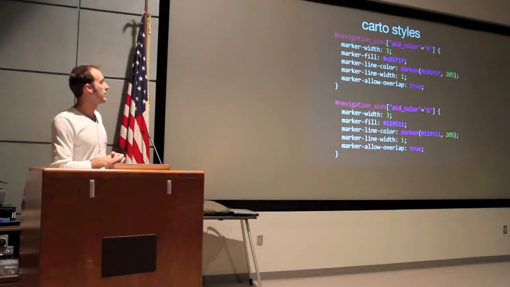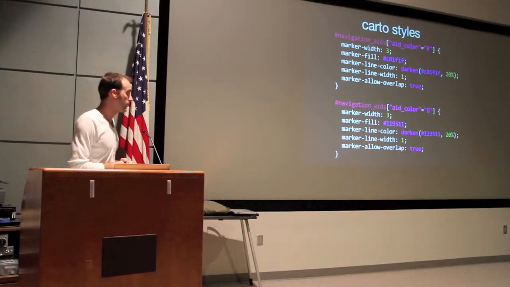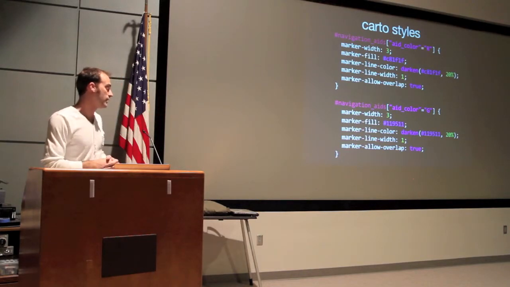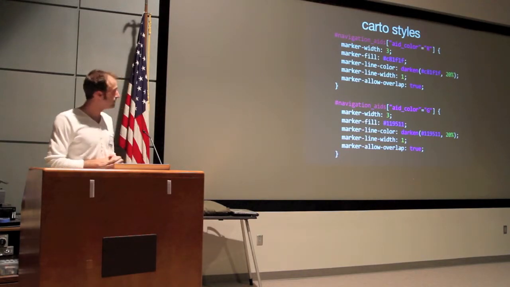Here's a quick example of the style sheet definition for the red and green markers. You can see the filter for the R and the G on the navigation aids.